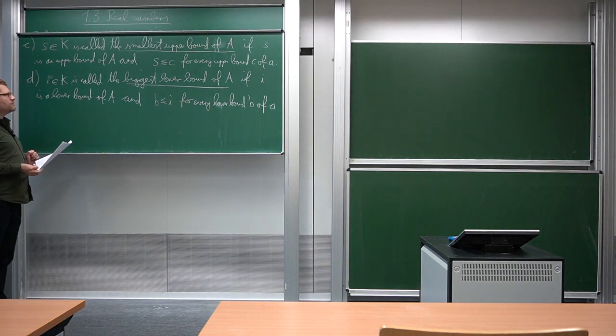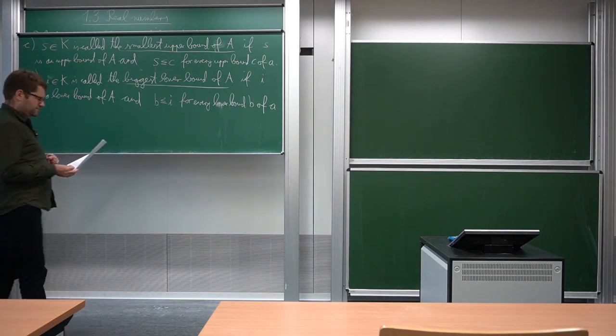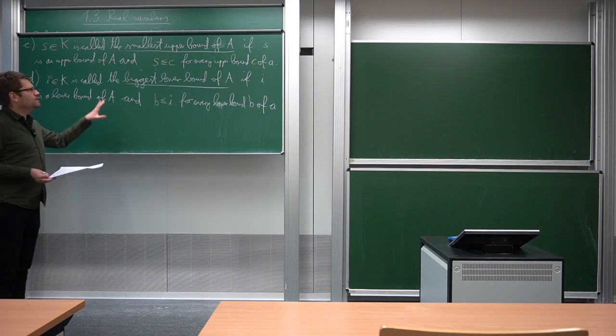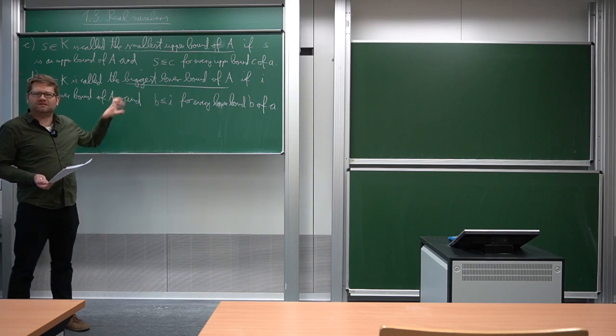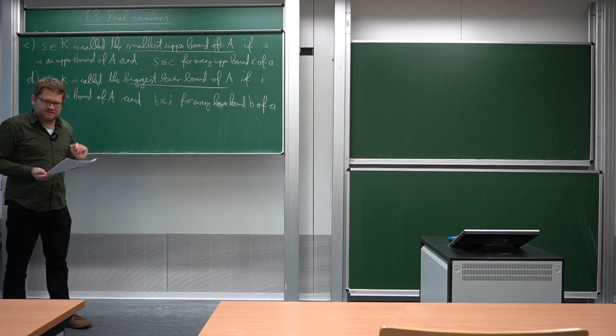So we have this notion of biggest lower bound and smallest upper bound, but of course this is just a definition. So in general, we don't know if these things even exist, if there is something like a biggest lower bound or a smallest upper bound, and we will see in a moment that this indeed is not always the case.